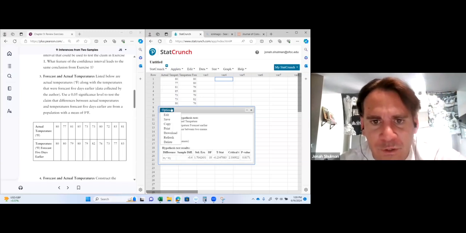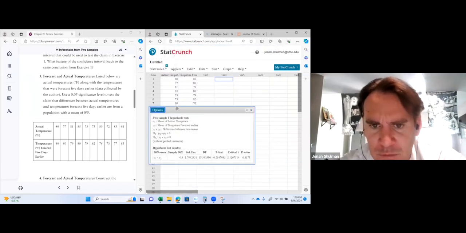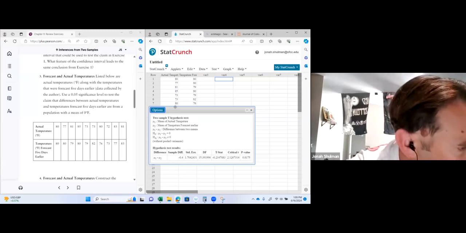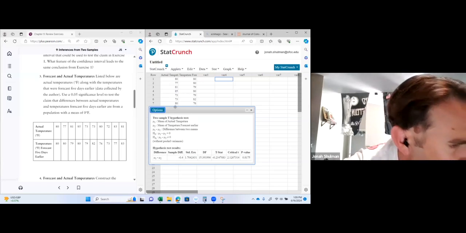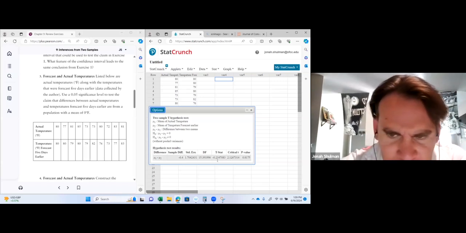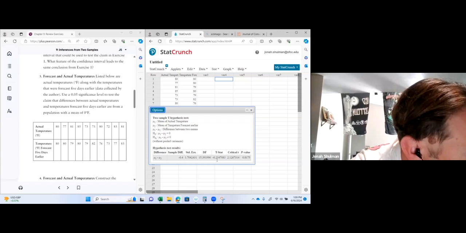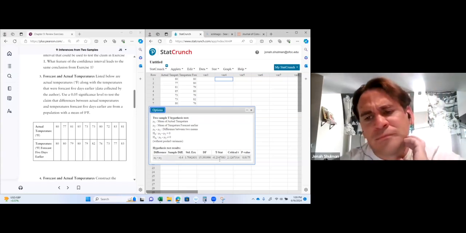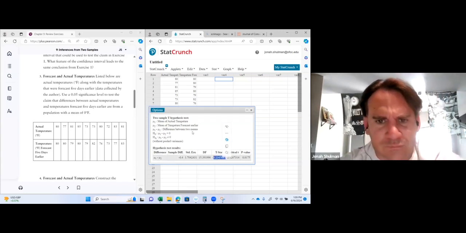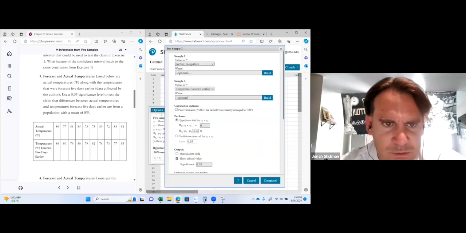Let's try without pooling the variances. Let's see what happens. Now it's negative 0.262. And this t-stat is negative 0.234. It's still off. This is the difference between two means.